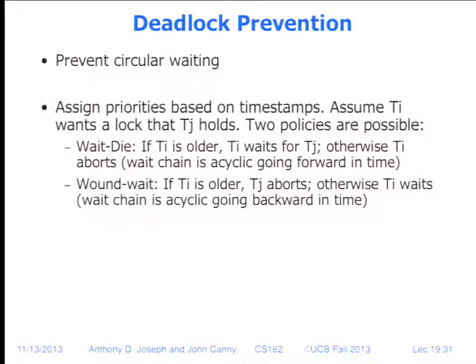The other approach is just the opposite in time. If Ti is the older of the two transactions, you abort Tj, which allows Ti to get the lock. Otherwise, Ti waits. Now Ti is the younger of the two transactions, waiting on a Tj that's older, so the dependency arrows are going back in time this time. But in both cases, it's a linear ordering by time, in one case going forwards and in the other going backwards. So it's acyclic, so you don't have a deadlock problem.